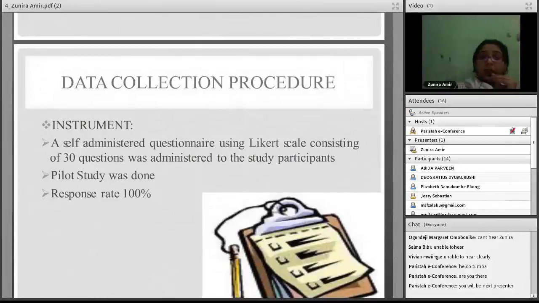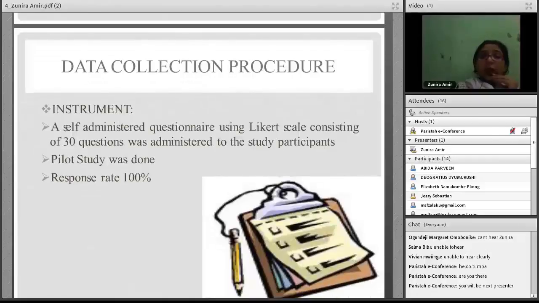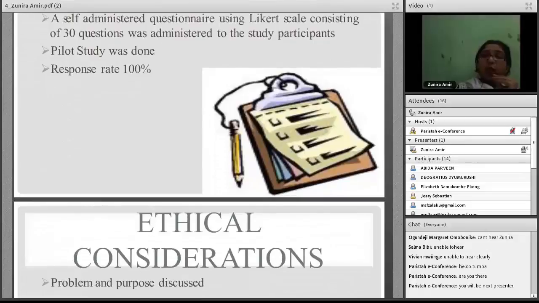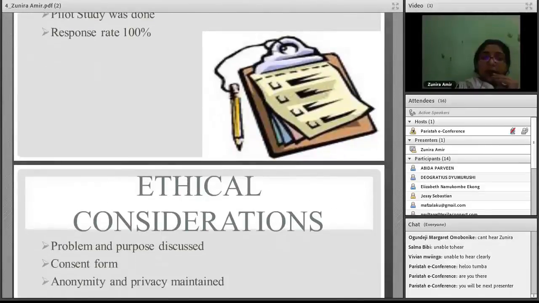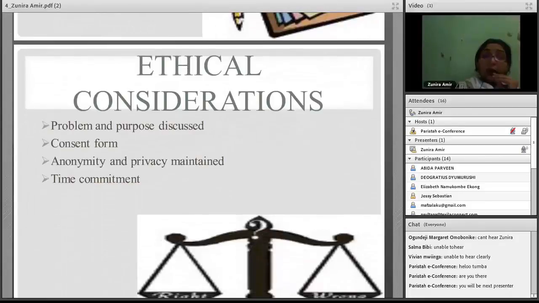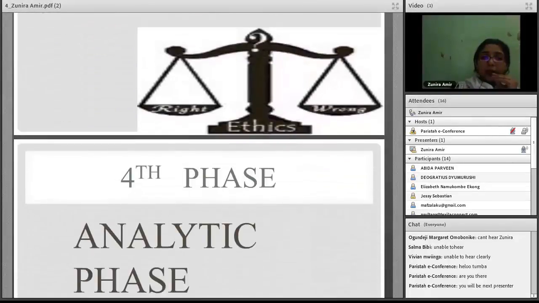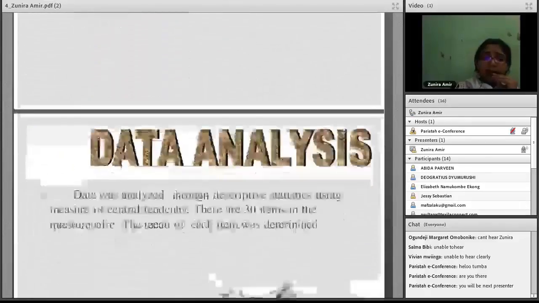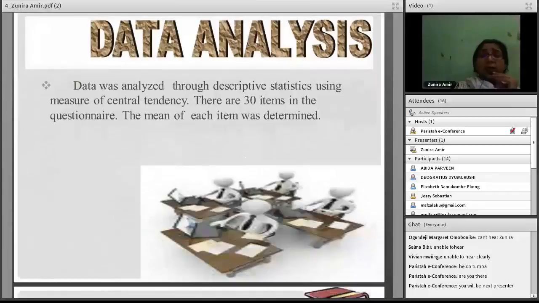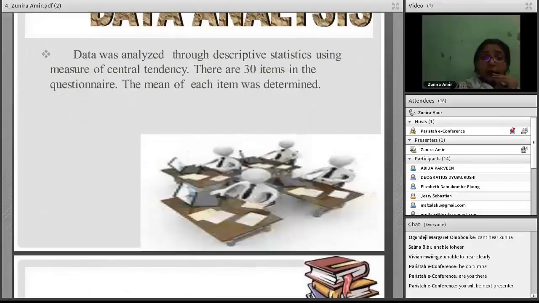For data collection, the instrument was a self-administered questionnaire using a Likert scale with 30 questions, administered to the study participants. A pilot study was done and the response rate was 100%. For ethical considerations, the problem and purpose were discussed, consent form was taken, privacy was maintained and time commitment was respected. In the analysis phase, statistics were used to measure central tendency for the 30 items of the questionnaire.